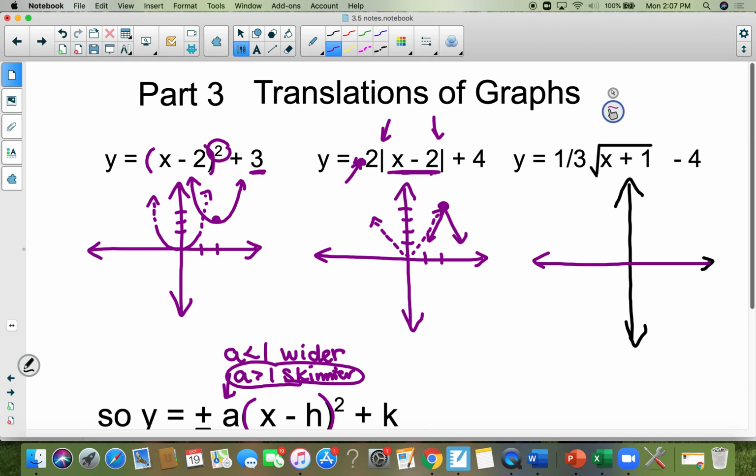And the last one, last year you learned what a square root graph looks like. It looks like a swoosh. You're going to move it to the left 1 because the plus 1 is inside of there, so I'm going to move it left 1 and down 4. There's my new square root. I went to the left 1 and down 4, and then you're supposed to make it a little bit wider, but it's kind of hard to make that wider because 1/3 is less than 1. So you make it wider.